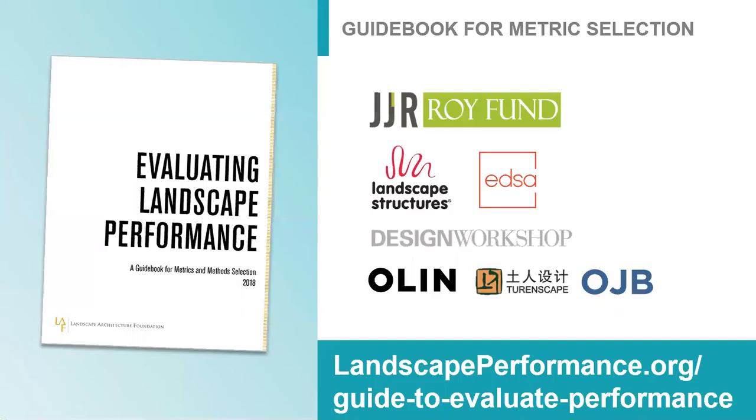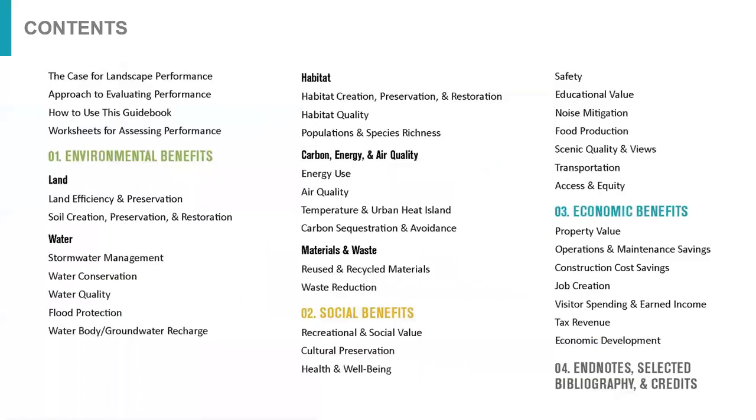And then finally, I want to wrap up with the resource that I keep plugging because it's great. Anyone can download this PDF free of charge, thanks to our sponsors. This is Evaluating Performance, a guidebook for metrics and methods selection. It's sort of your cheat sheet to help you select metrics and methods to evaluate specific benefits. The guidebook dives into all of those benefits that you saw before, in environmental, social, and economic categories.